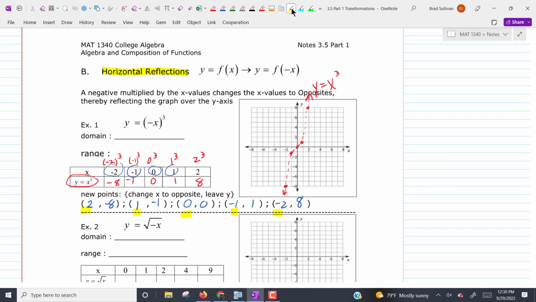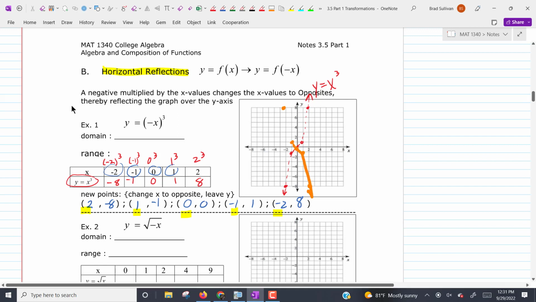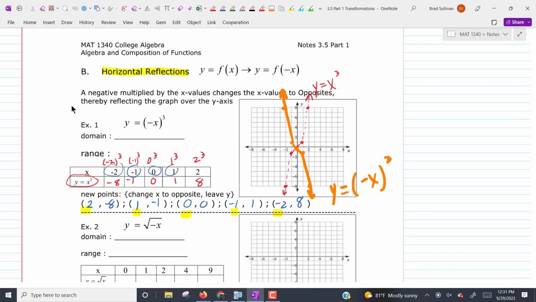Okay, now go ahead and plot your points. So just plot these points that we just did. So if we do this, we will have like 2, -8. So go over 2, down 8. We have 1, -1, over 1, down 1, 0, 0. Then we have -1, 1. And then we have -2, 8. And then connect the dots. That's what your final new graph looks like. I'll label that as y equals (-x) to the third.